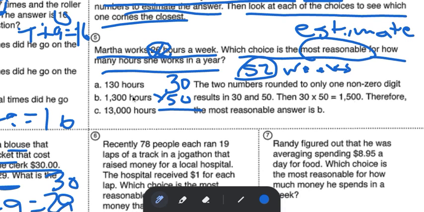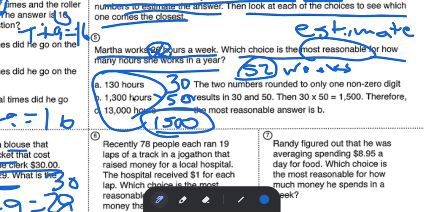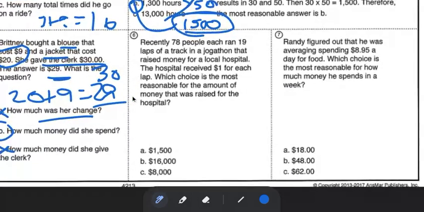And then we multiply 30 times 50, which you put down the 0 placeholder for that. And 30 times 5 is 150, right? 30, 60, 90, 120, 150. So it's 1,500 hours. Now that we have 1,500 for our estimation, I am going to pick the answer over here that's the closest. Well, the closest to 1,500 would be 1,300. That's the most reasonable answer. It's there.